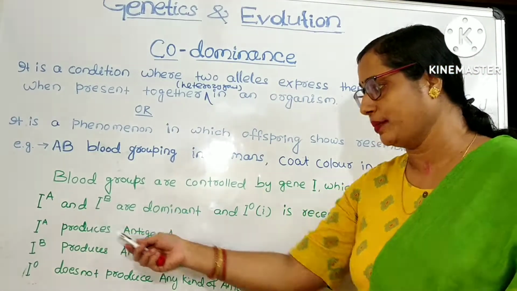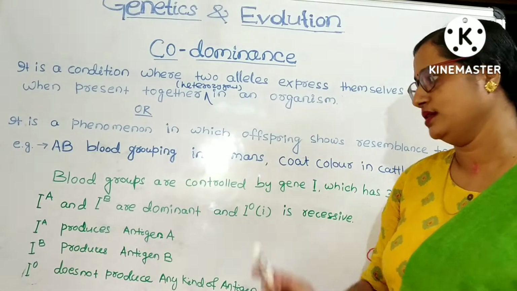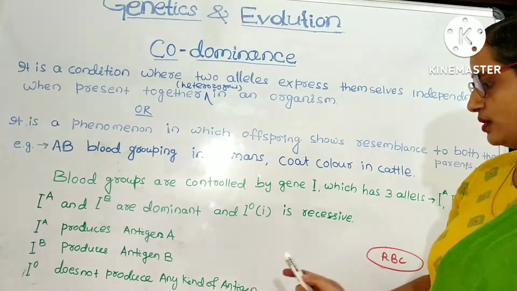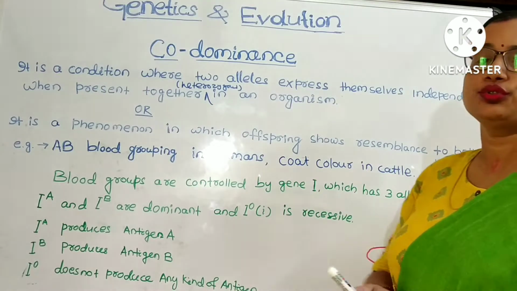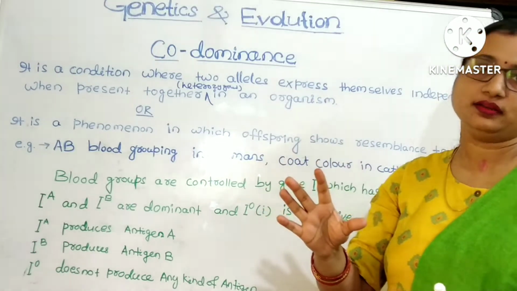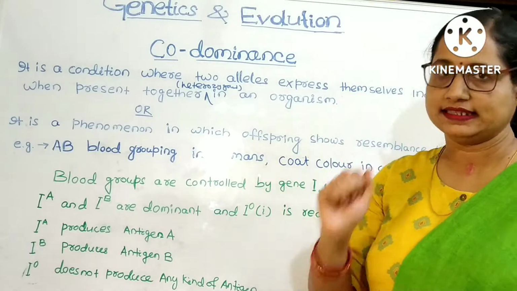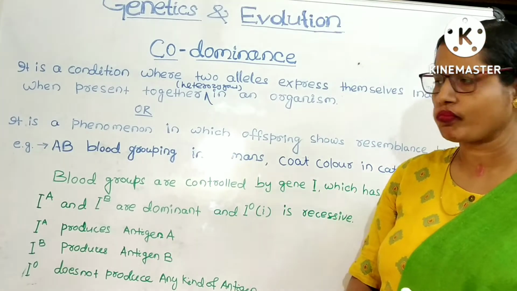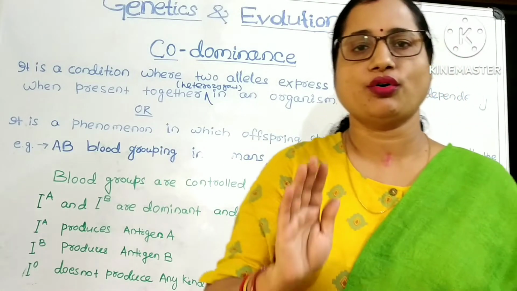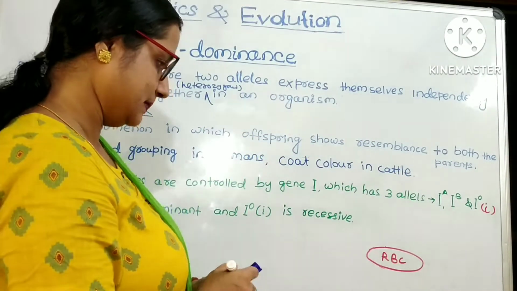IA produces antigen A and IB produces antigen B, but IO does not produce any kind of antigen. Both IA and IB alleles are dominant over the IO allele. IO is the recessive allele. The alleles of the I gene are present on the surface of RBC, or red blood cells.